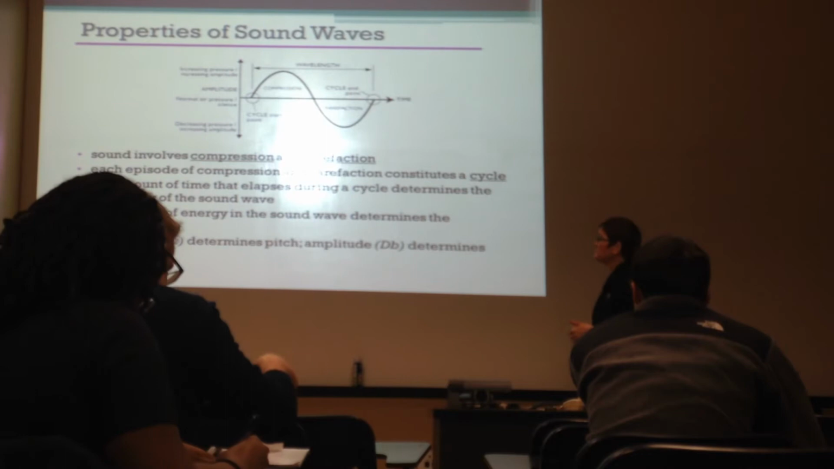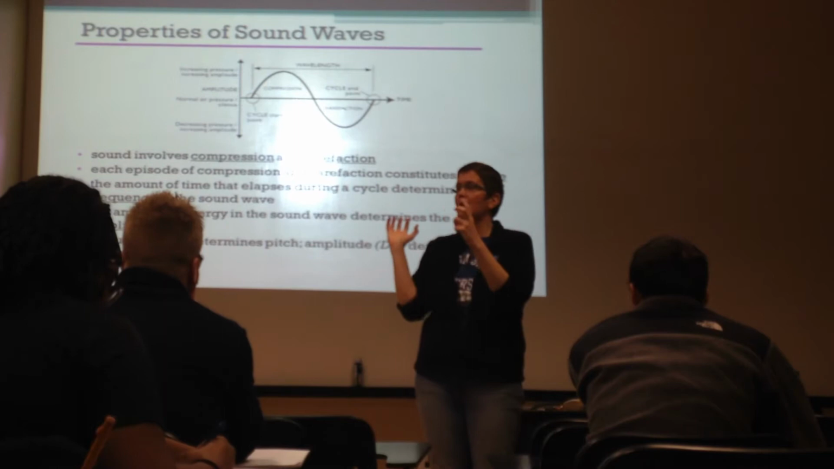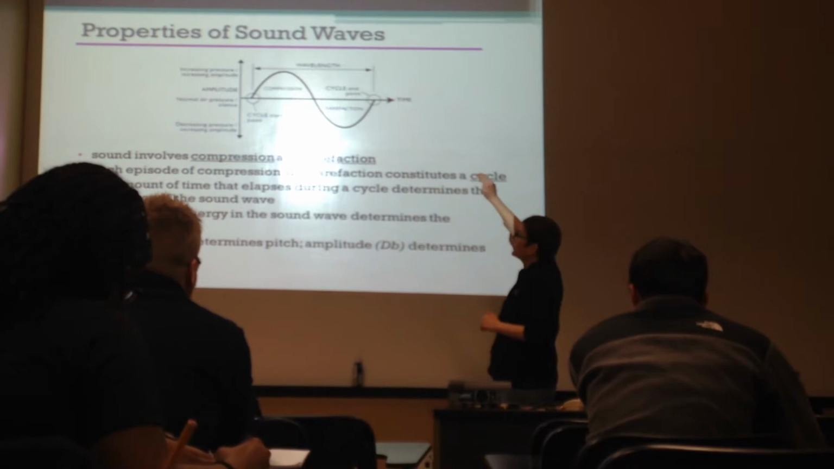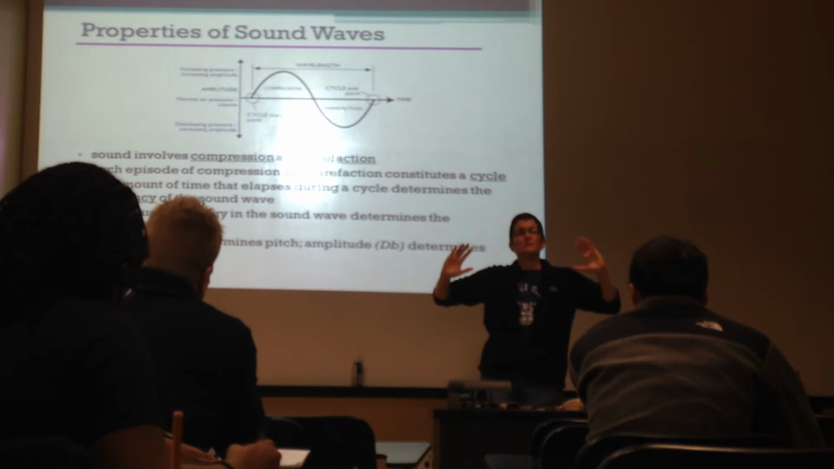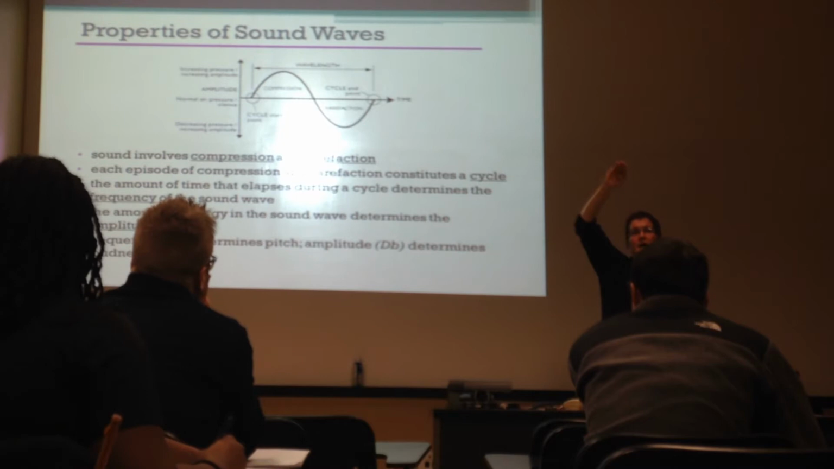A sound wave is made up of air particles that are compressed and rarefied. As I talk, I'm taking air particles and compressing them and stretching them back out to create a sound wave. And the amount of time it takes to go through one compression and one rarefaction pattern is a cycle. This image up here shows one cycle of a sound wave, where it goes up and down and back up to neutral. That's one cycle of a sound wave.